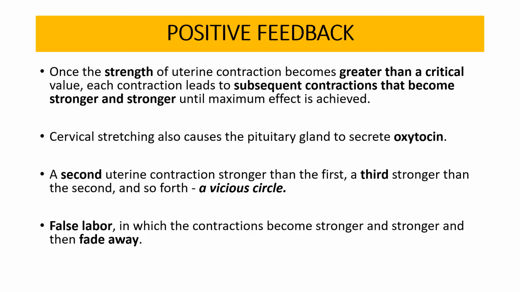Cervical stretching also causes the pituitary gland to secrete oxytocin. A second uterine contraction is stronger than the first, a third is stronger than the second, and a fourth, and a vicious circle is established. In false labor, the contractions become stronger and then fade away.